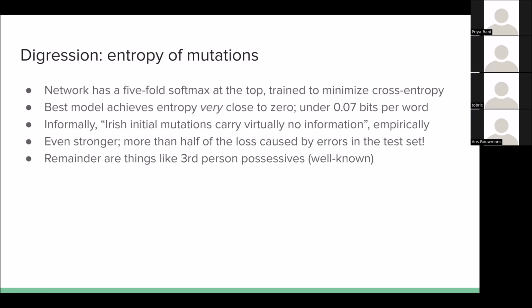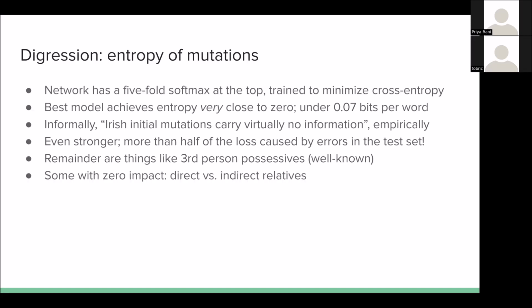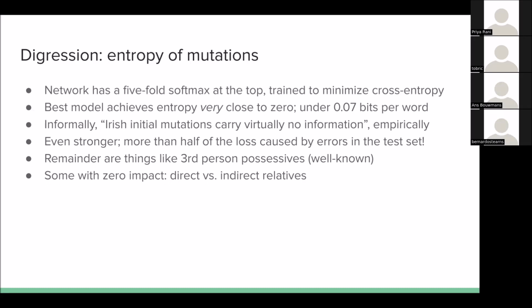The very small remaining bits of information are standard things that people know about, like third-person possessives. The mutations are often a strong signal as to whether it's his or her or their. That's sort of a well-known example. But what's interesting to me is that there are many things where I think teachers of the language say that the initial mutation is a strong signal for one thing or another, where it's not really the case. So for example, in Irish, we have direct versus indirect relatives, which are in the grammar books primarily distinguished by whether they have a lenition or eclipsis mutation. In fact, it's essentially trivial, or at least for this neural network model, to distinguish the two without having access to that mutation.